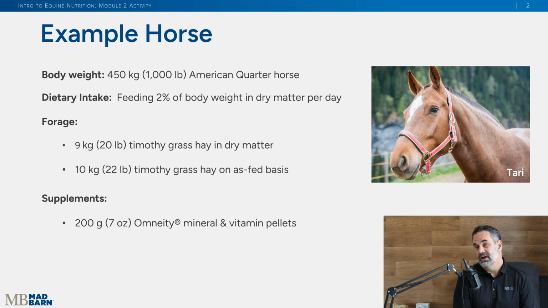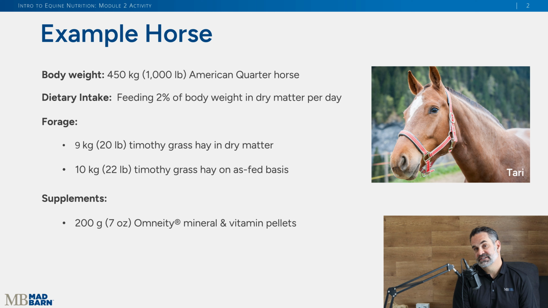Now, when I look at what I'm feeding Tari, I'm feeding 2% of her body weight per day in dry matter. Now, Tari weighs about 1,000 pounds. That's about 450 kilograms. So I feed her 22 pounds of Timothy hay every day. And when we take into account the moisture content, which is about 10%, that equals about 20 pounds of hay in dry matter. Now, in kilograms, that's 9 kilograms of hay fed, or 8 kilograms dry matter.